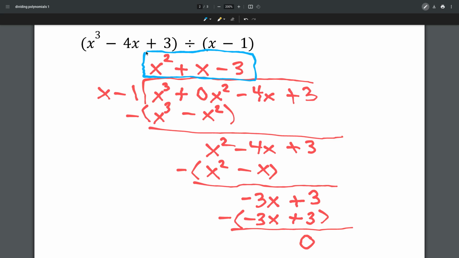So this was just an intro to polynomial division. Again, we didn't have any remainder. That's okay, I'll show you some with a remainder later on. But for right now, this is a good start.